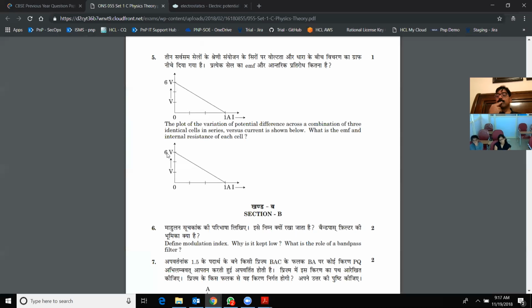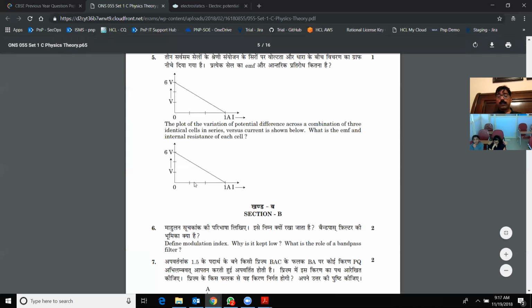V is equal to IR. So R is equal to V by I, right? Ohm's law. So each cell has an EMF of 2 volt and current passing through that is 1 ampere when the effective voltage is 0, right? So 2 volt is getting compensated by the internal resistance, right? So 2 by 1, so 2 ohm is the internal resistance.